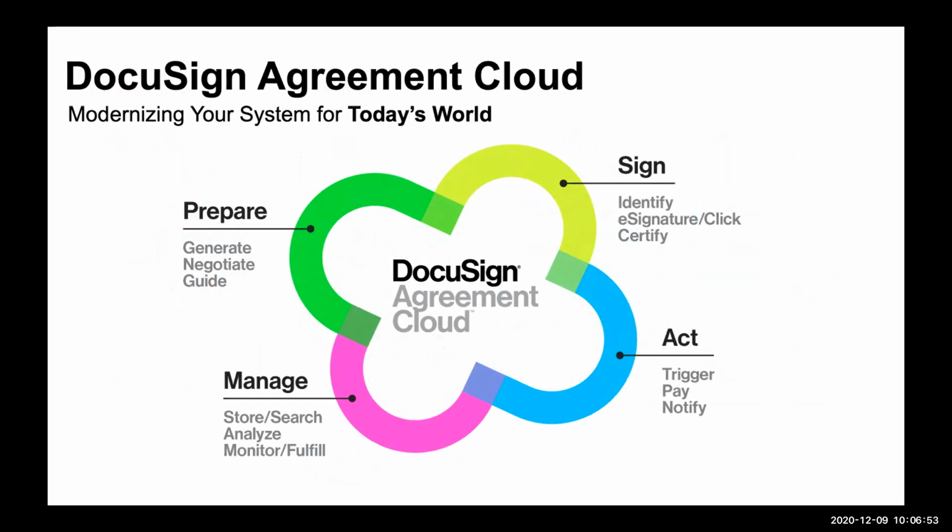With the DocuSign Agreement Cloud, we have developed our very own system of agreements where we can prepare, sign, act on, and manage your entire workflow of paper documents under one umbrella. As a result of this, we have seen 50% of agreements completed in less than 15 minutes and 80% completed in less than a day. So, fantastic results.